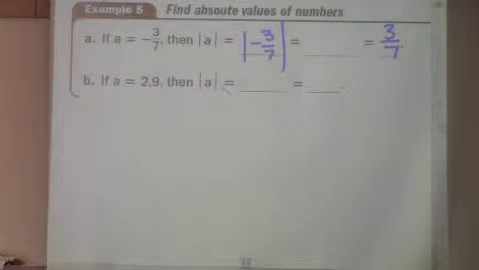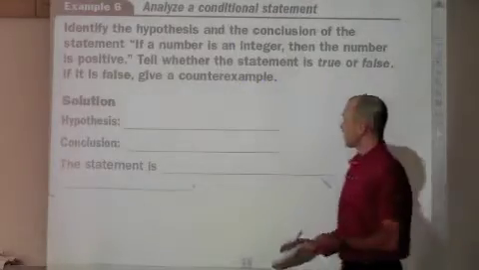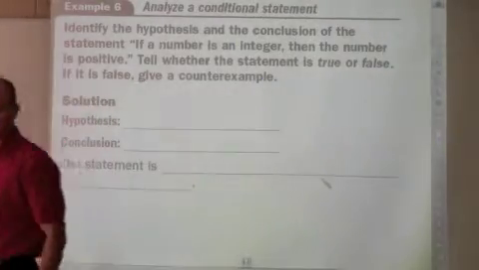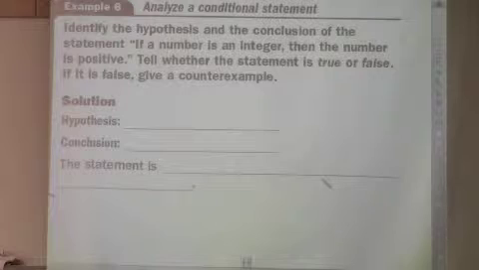If A is 2.9, what's the absolute value of 2.9? 2.9. You guys got it. 2.9 is distance from 0. Okay? All right, jump to example 6. We're cruising pretty fast today.